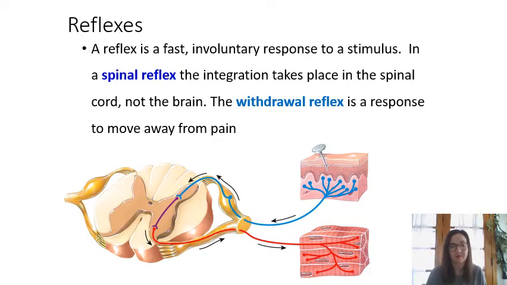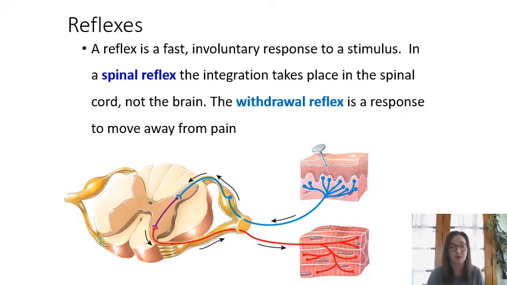A reflex, specifically a spinal reflex, is one where we get a very quick response to a stimulus because the signal goes from the afferent neuron, so sensory neuron, taking that information to an integrating neuron. That integration takes place in the spinal cord rather than going all the way up to the brain. So we get a really quick integration at the spinal cord, and then we get the efferent neuron, the motor neuron, taking this reflex action out to the affected tissue, which is muscle tissue.